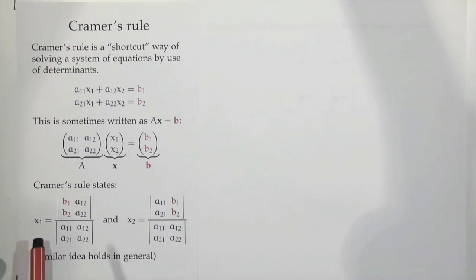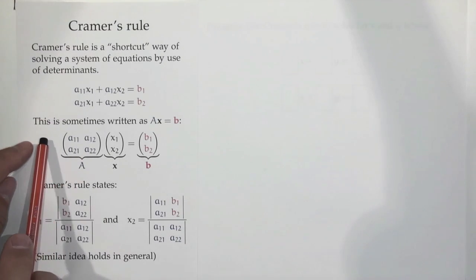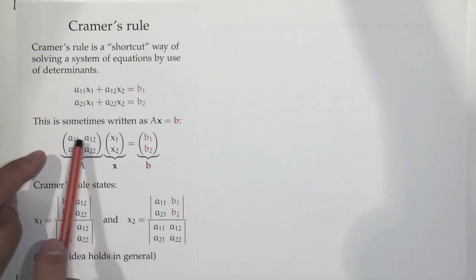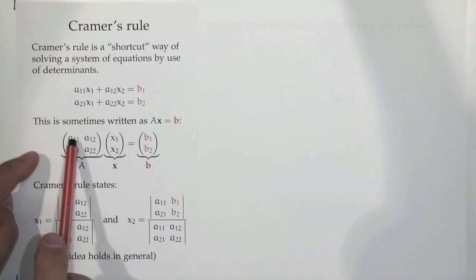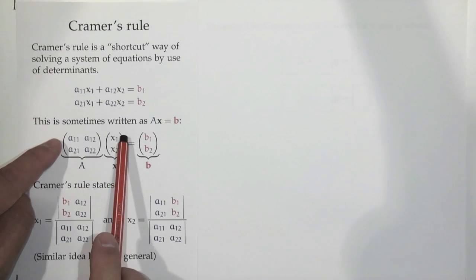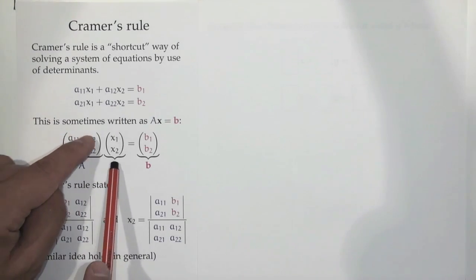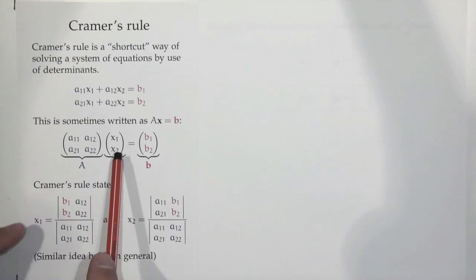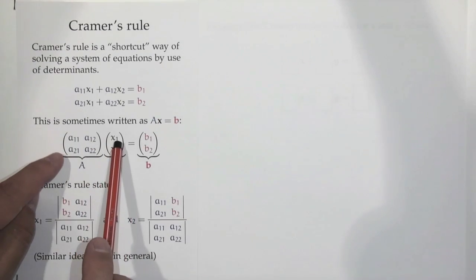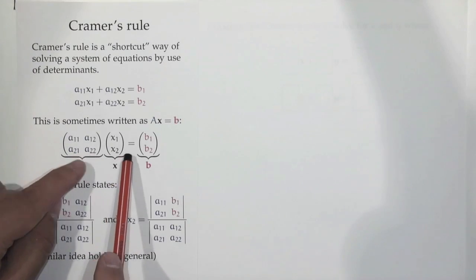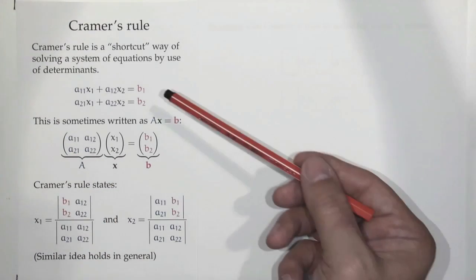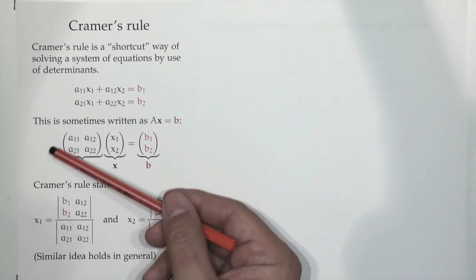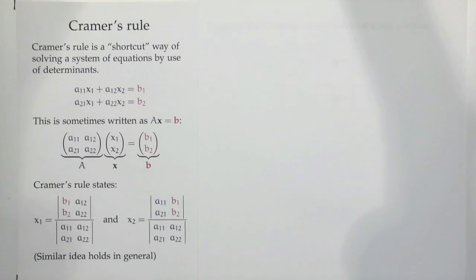But the way matrix multiplication works is you go along the row in the first one, down the column in the second one. So you'd say A11 x1 plus A12 x2. So boom, boom. And that matches with the B1. A21 x1 plus A22 x2 matches with the B2. So it really is a nice way to just sort of compactify that notation.